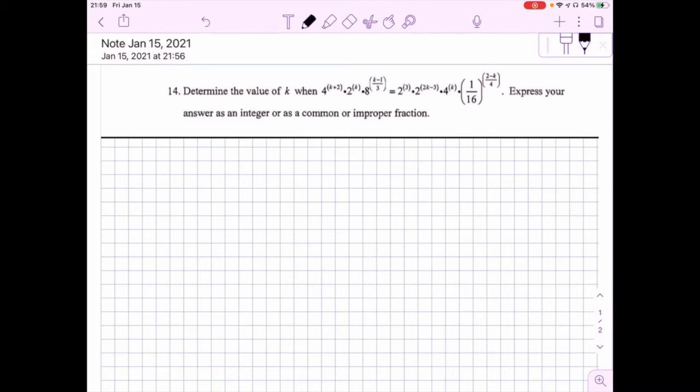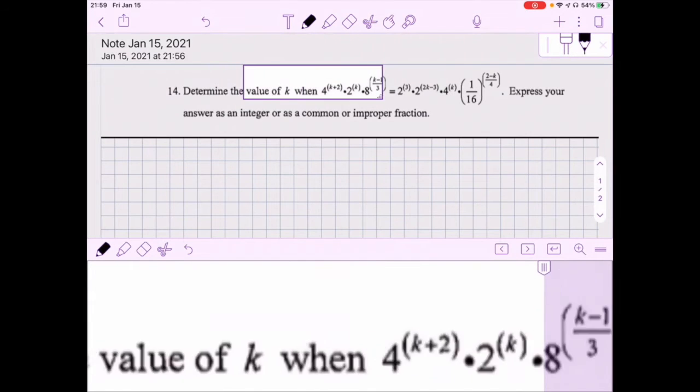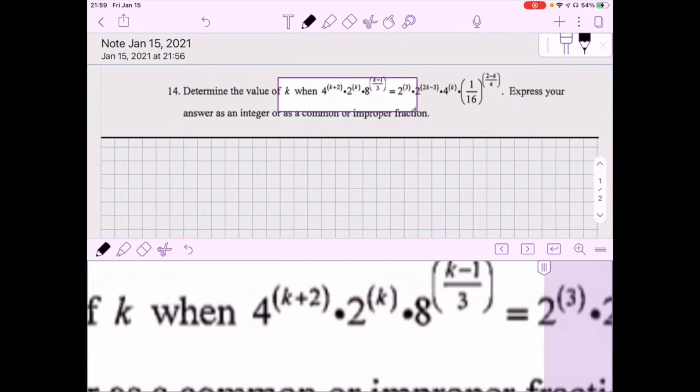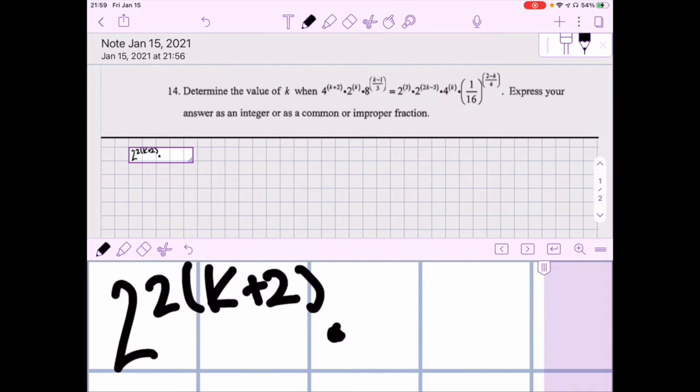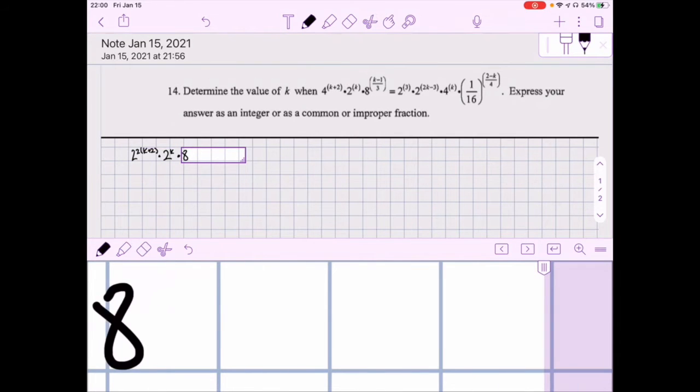So this was the problem I am going to explain. Originally, the first thing I noticed when I looked at it was that all of the base numbers can be written as powers of 2. So obviously, 4 can be written as 2 squared, and then we would multiply that by whatever exponent it is. 2 is just 2. 8 is 2 cubed.